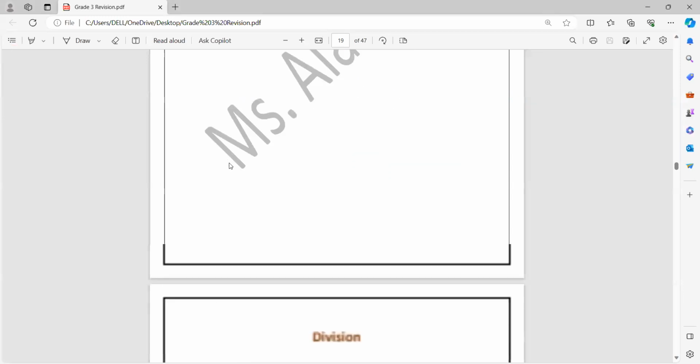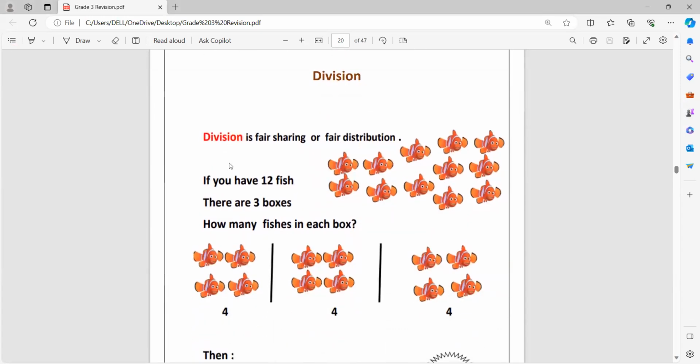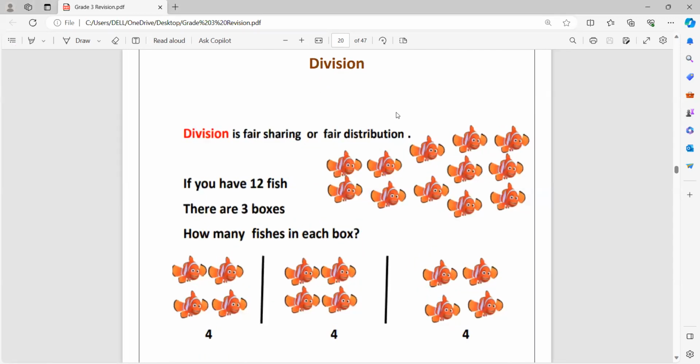Let's move to the second part in our chapter. Chapter 3, we studied also division. And we said what the meaning of division. Division means if I want to distribute or share any number equally. So I want to give each one the same number, and this is called fair sharing or fair distribution.